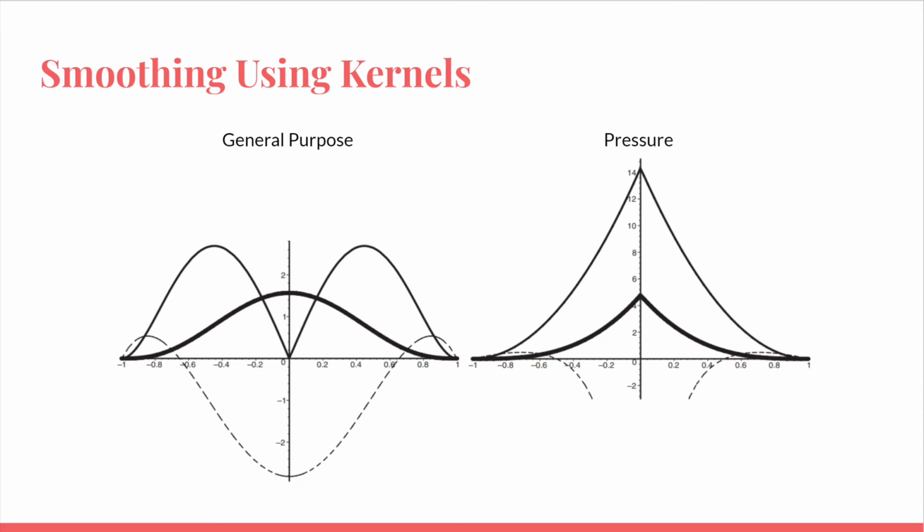To clarify these functions, the bolded line is the original function, whereas the normal line is the gradient of the original function, and the dotted line is the gradient of the original function.